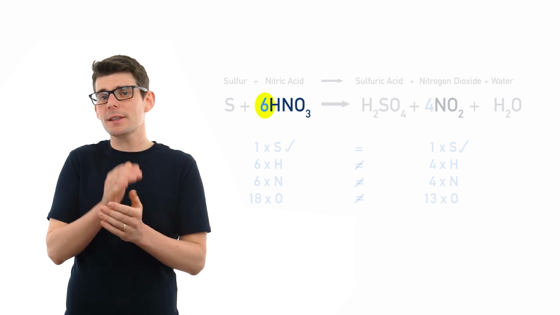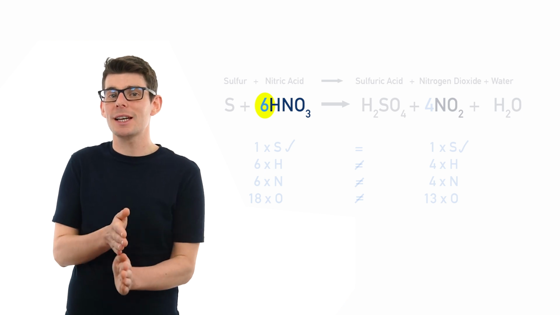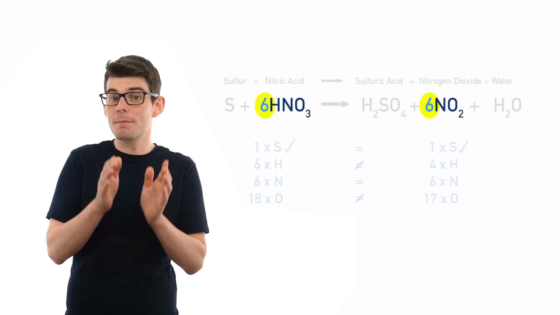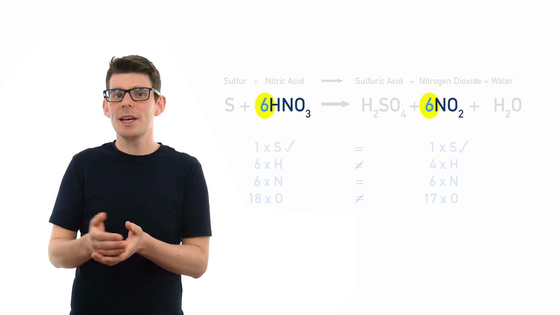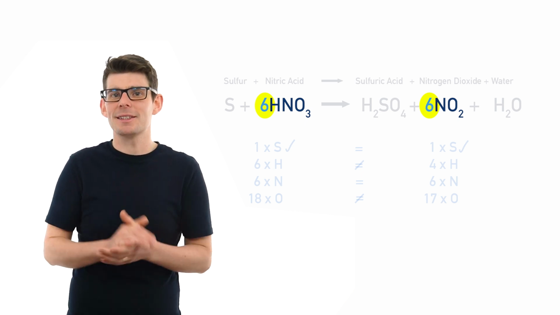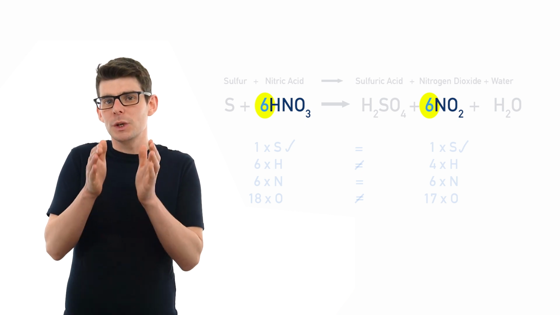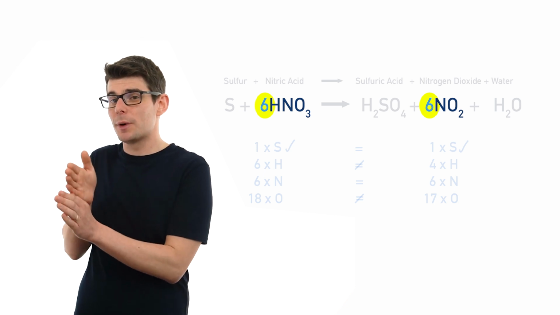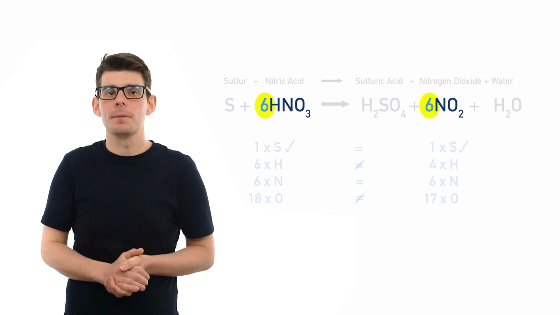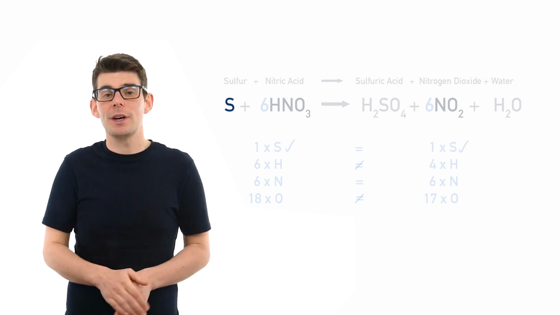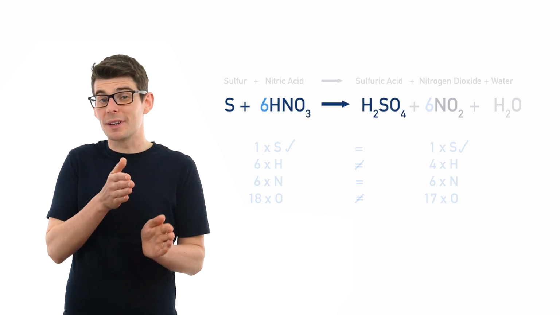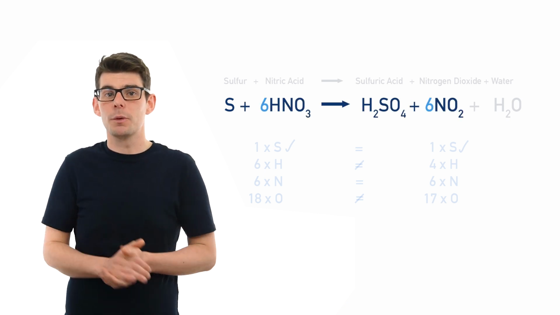We know that 6 HNO3 would have to give 6 NO2 as well, as remember we've already said the ratio of HNO3 to NO2 is 1:1. Remember the X earlier on. And we don't want to touch the H2SO4 again right now. This would give then S plus 6 HNO3 to H2SO4 plus 6 NO2 plus H2O.